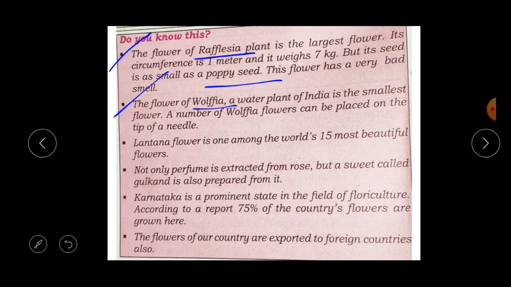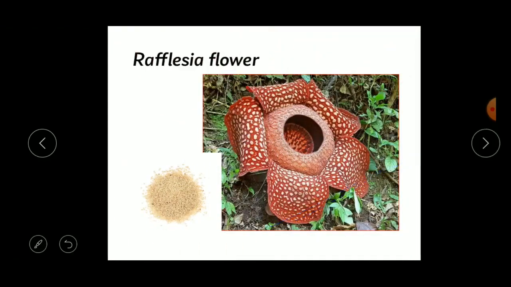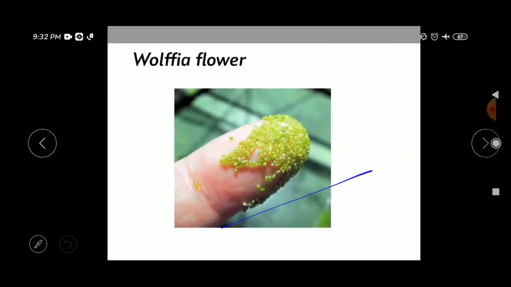Okay, the next point is the flower of Wolfia. The flower of Wolfia, a water plant of India, is the smallest flower. A number of Wolfia flowers can be placed on the tip of a needle. So there is one flower named Wolfia. It is a water plant. Here I will show you. See, this is the Wolfia flower.